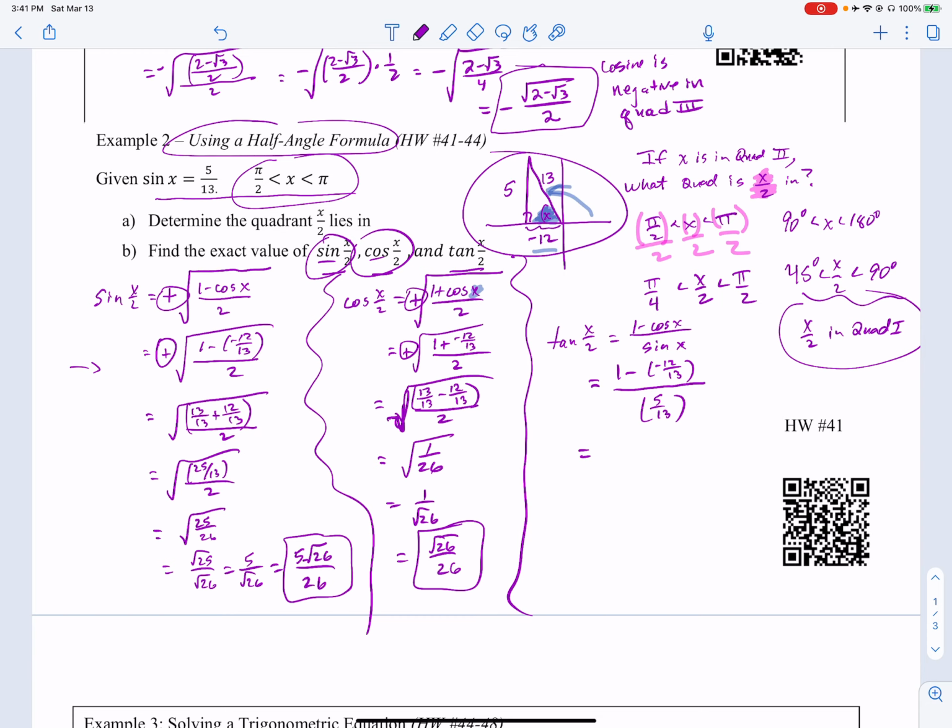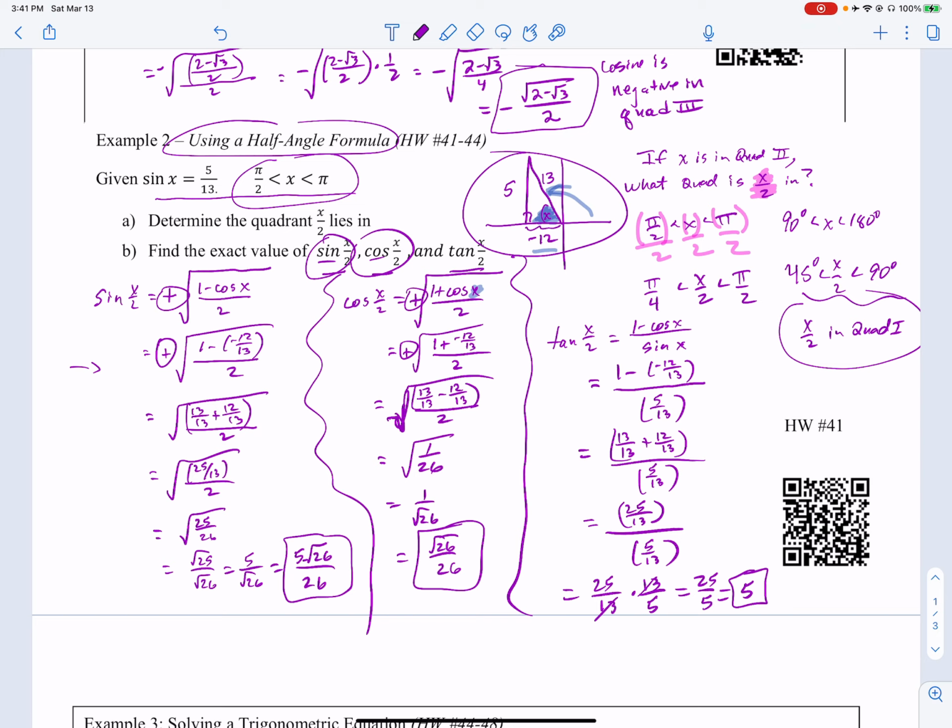So you could multiply by 13 over 13, that makes it go faster, or you can say 1 is 13 over 13 plus 12/13. That's your numerator, all over your 5/13. And you get 25 over 13 in the numerator divided by 5 over 13 in the denominator. And so those 13s, you can just say those 13s cancel, or you can do 25 over 13 times the reciprocal, and 13s cancel. That way you get 25 over 5, which simplifies to 5. And that is the value of your tangent of x divided by 2.